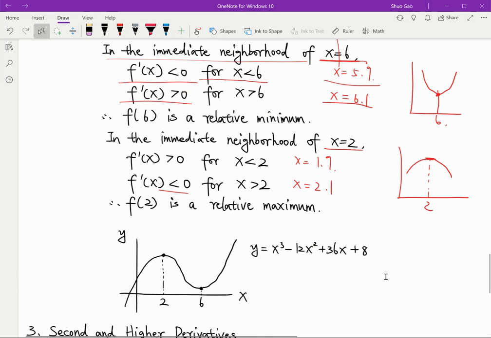And if we draw the graph of this function, you'll see that it should be something like this, right? 2 is a relative maximum, and 6 is a relative minimum.